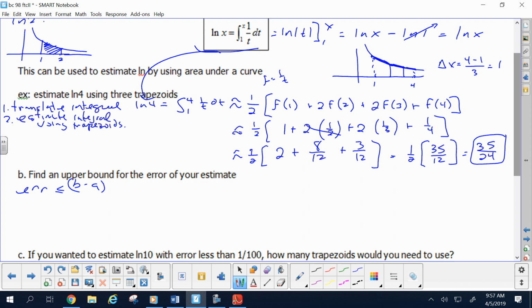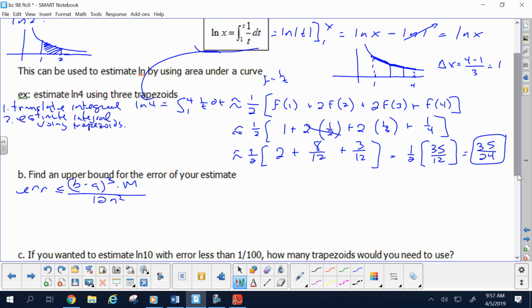(b minus a) cubed times M over 12 times n squared. If you don't have that memorized, you kind of stink. Maybe it's because you're on your phone in my class. But it also might be that you're just not very good at memorizing. So I will give you that. That's not going to be something you have to have memorized on the AP test. So don't worry.